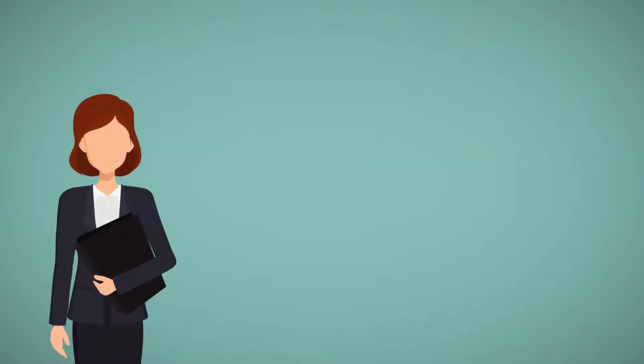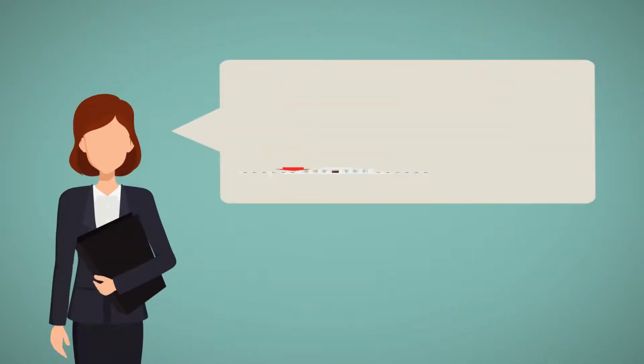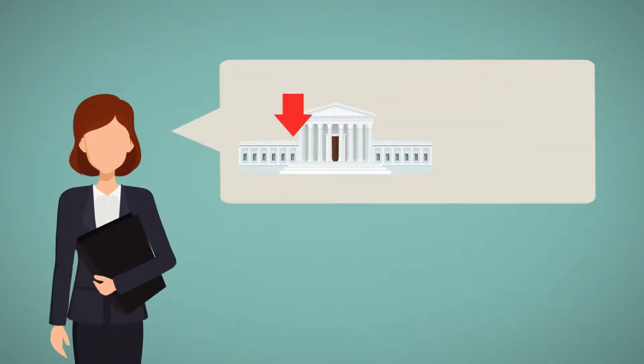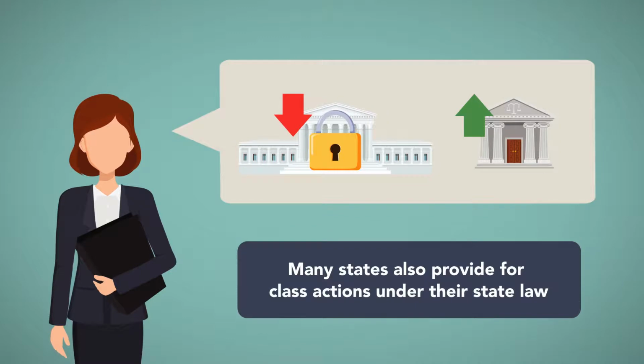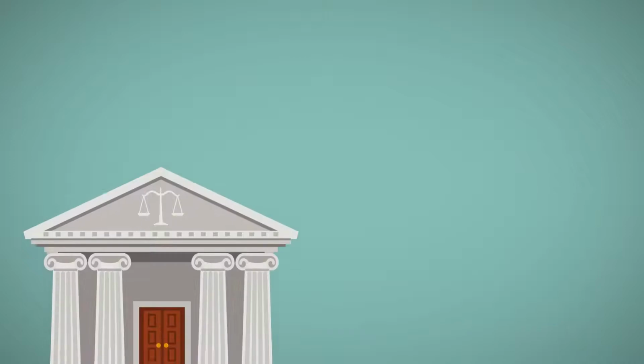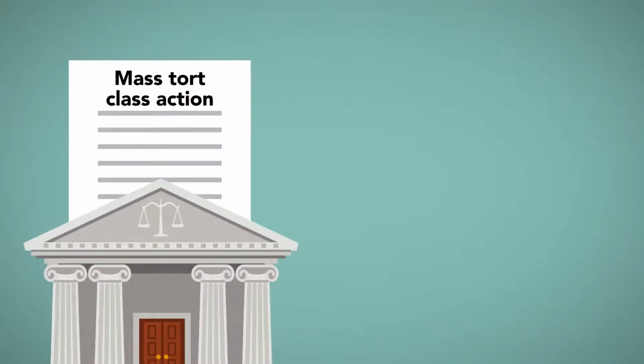After these decisions, commentators predicted that product liability plaintiffs would file fewer class actions in federal court, perhaps moving such cases to state courts whenever possible. After all, although the Supreme Court's decisions in Amchem and Ortiz made it harder to use class actions in federal court, many states also provide for class actions under their state law. Quite a few mass tort class actions were then filed in the state courts.